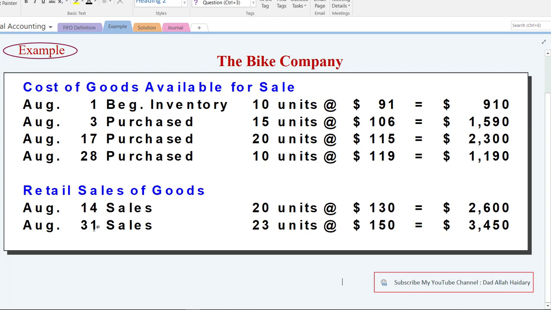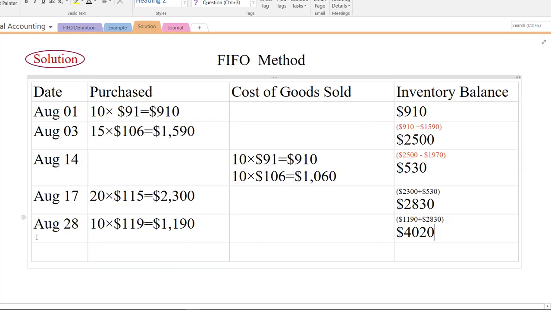Only August 31st is left, on which 23 units are sold at the price of 150 USD. So how many units are sold? 23 units are sold. Let's come to the solution. First of all, let me write the date. The date is August 31st. On August 31st, there is not any purchase, but there are sales. So we have to calculate the cost of goods sold.